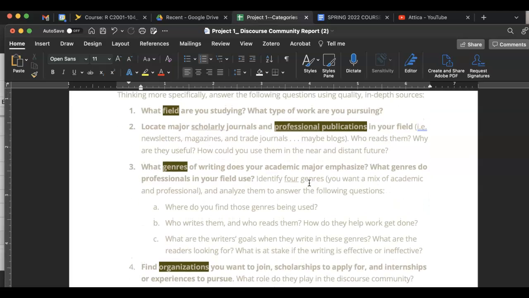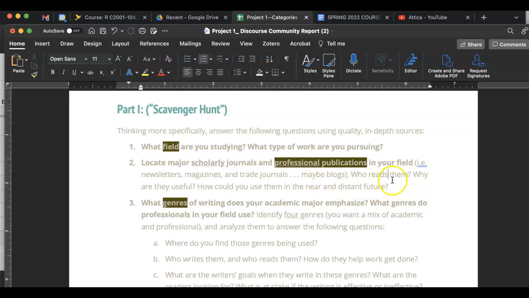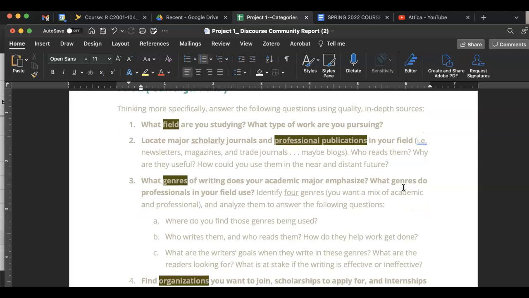And who reads them? Why are they useful? If you could just take a few very brief but pointed notes. What's significant about them, and why are they go-to professional publications in your field, if you know of any. Number 3, genres of writing.